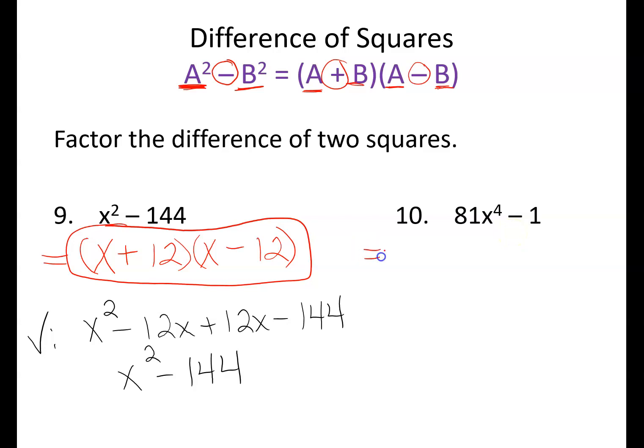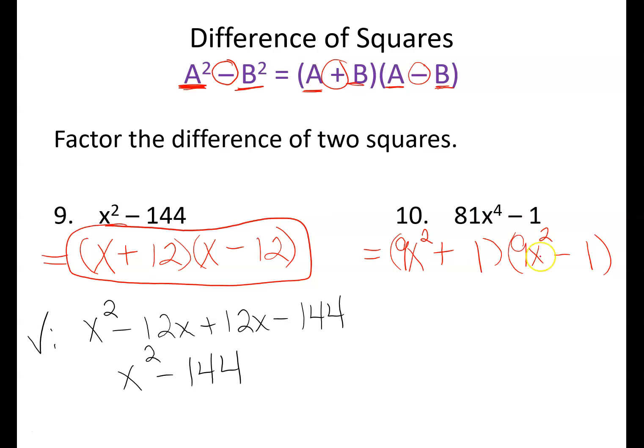So we're going to make our parentheses. We're going to square root the first term, which involves square rooting the number and the variable. So square root of 81 is 9. Square root of x to the fourth is x squared. So you're going to put 9x squared in the front. And then we look at our 1. The square root of 1 is 1, and that's what goes in the back. Signs are different, 1 plus, 1 minus. So we have factored it, but once you do that step, you always want to check to see if you can factor further.